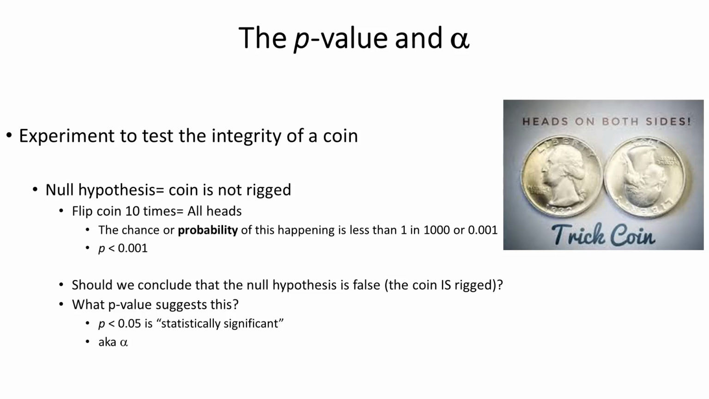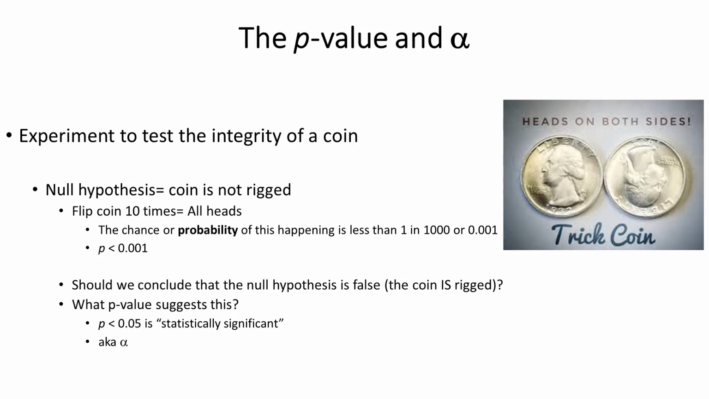Well, what's the chance, or the probability, of getting all heads if you flip a coin with two sides 10 times? And it turns out that the chance is less than 1 in 1,000. Another way to say that is 0.001. So as far as inferential statistics is concerned, this is called a p-value. The p, the probability of getting all heads from a decent coin, is less than 0.001.